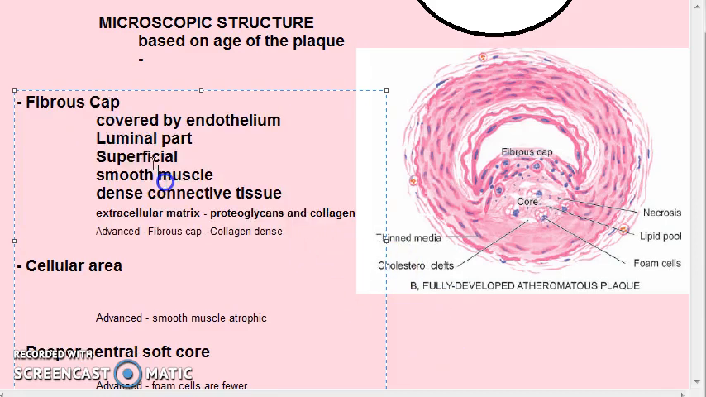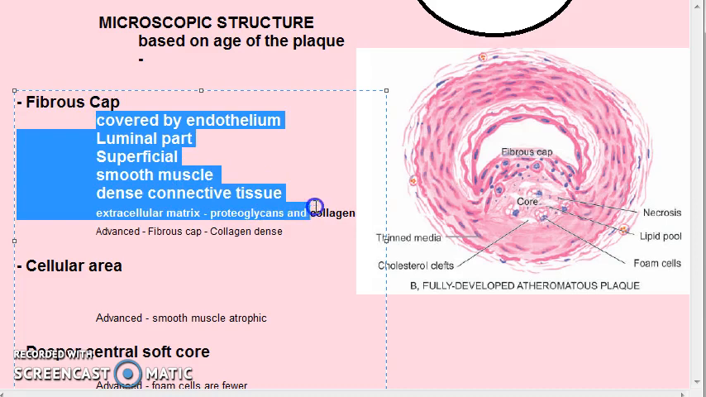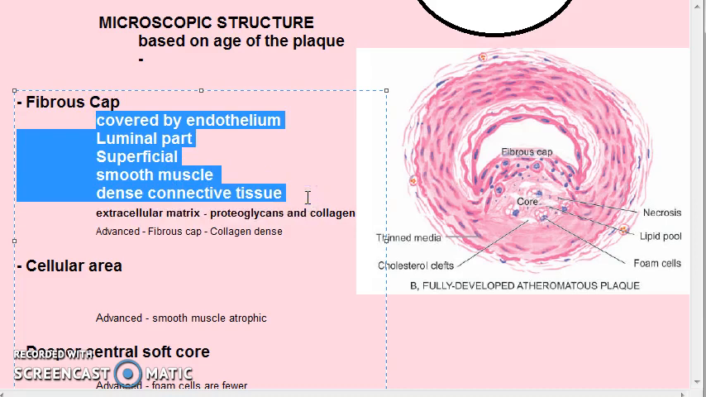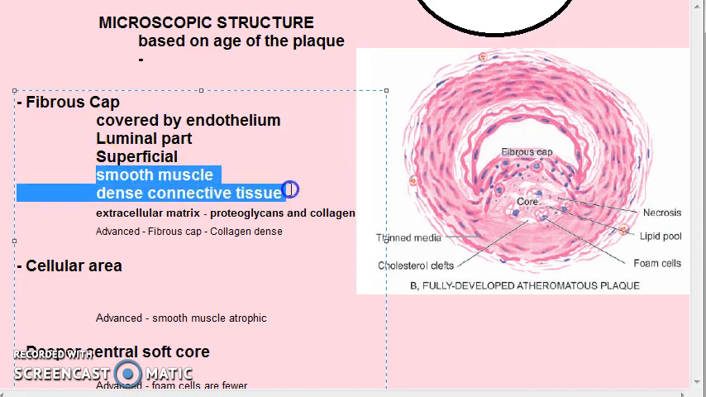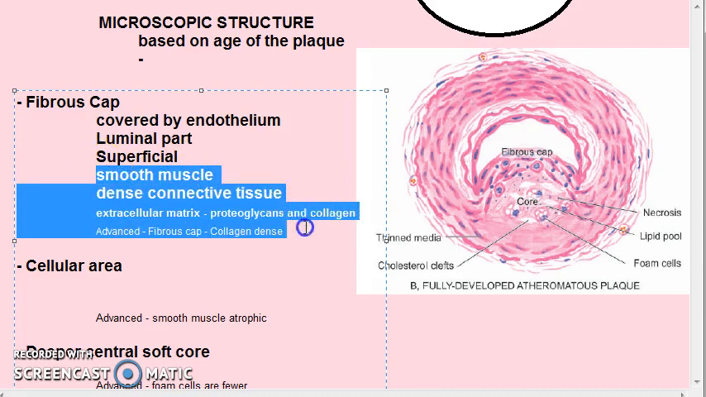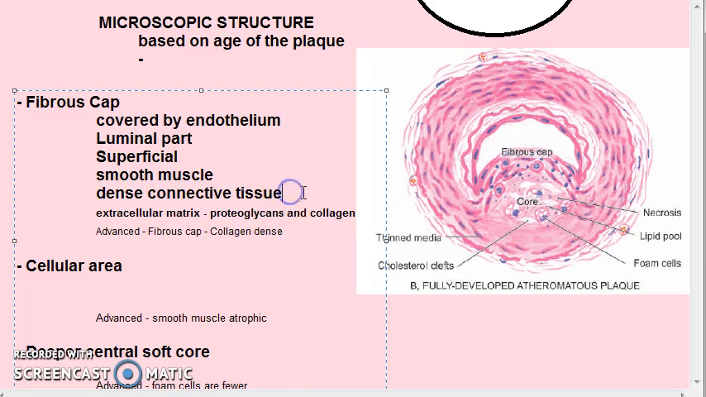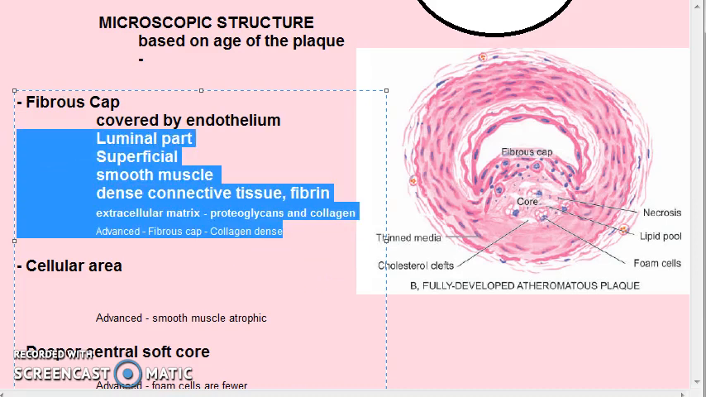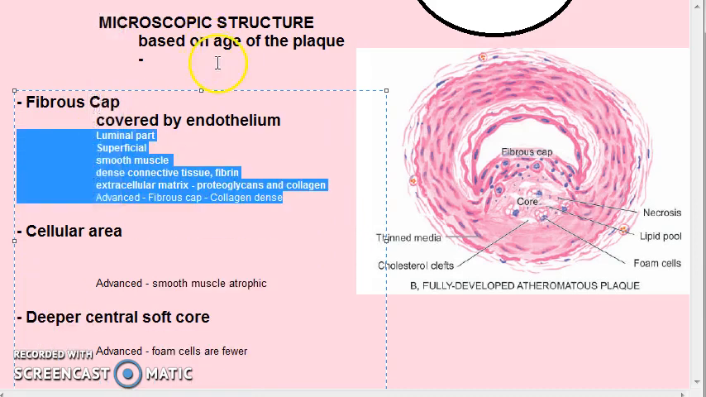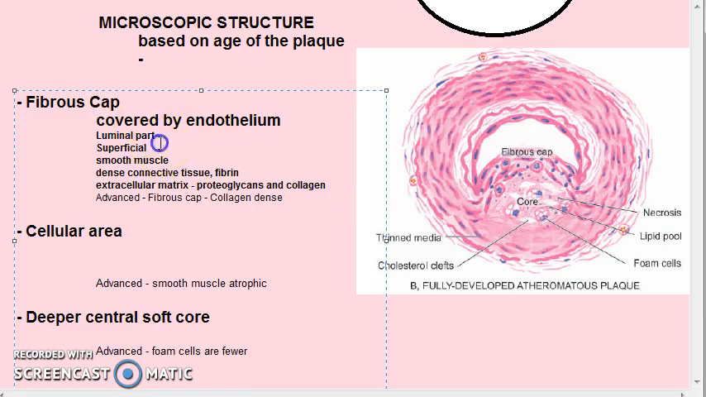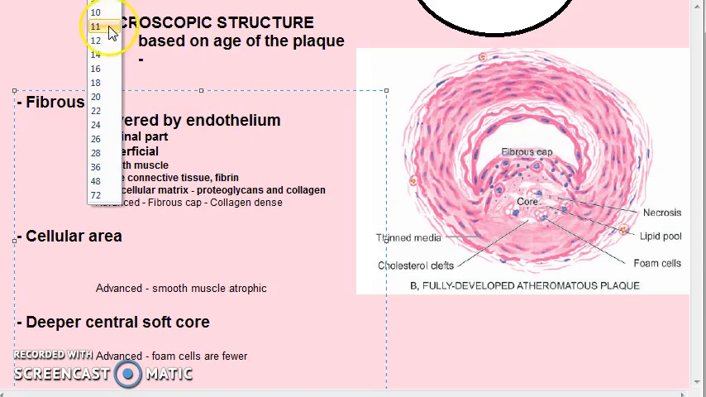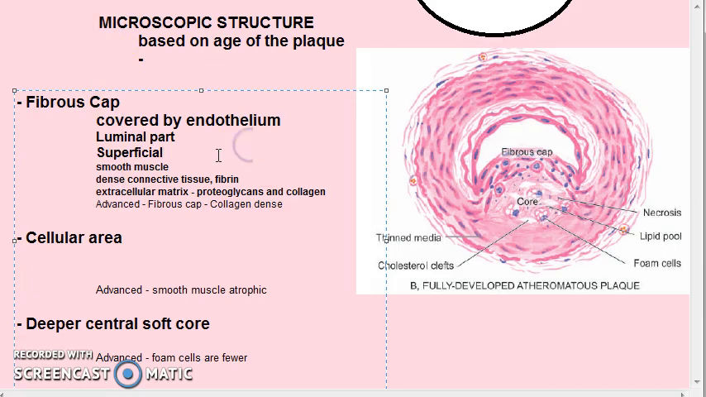Did you understand the fibrous cap? It is covered by endothelium. It is the luminal, superficial part. There can be smooth muscles, dense connective tissue, extracellular matrix. You can mention fibrin, proteoglycan, collagen. The fibrous cap will be very dense if it is an advanced atheroma. Did you understand this much? Can we move on to the cellular area now?